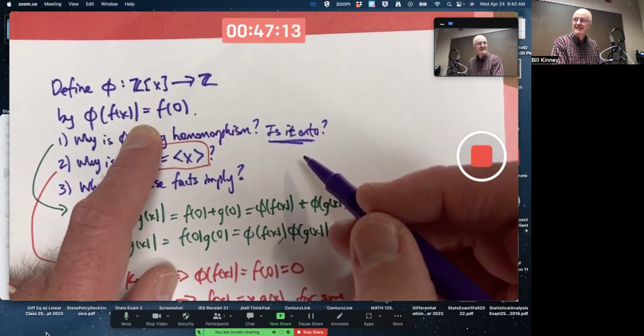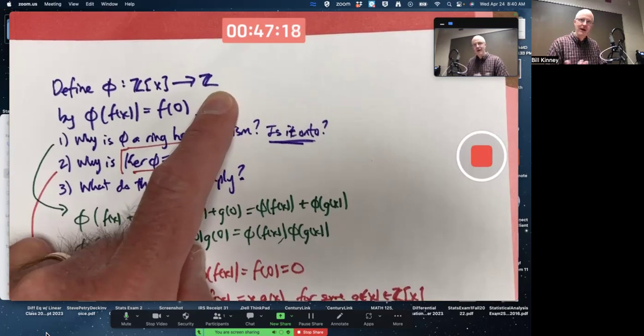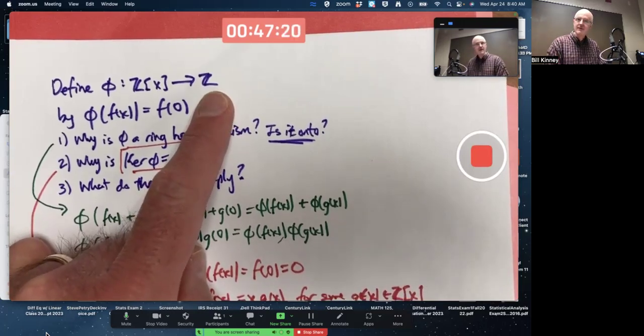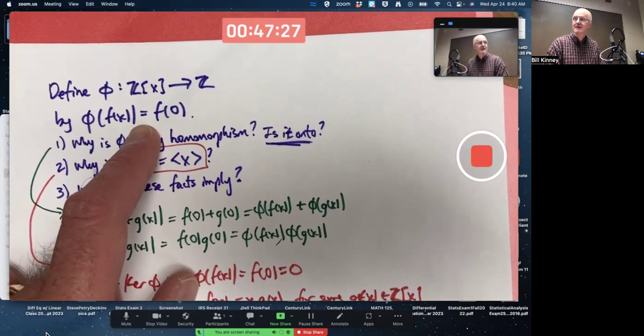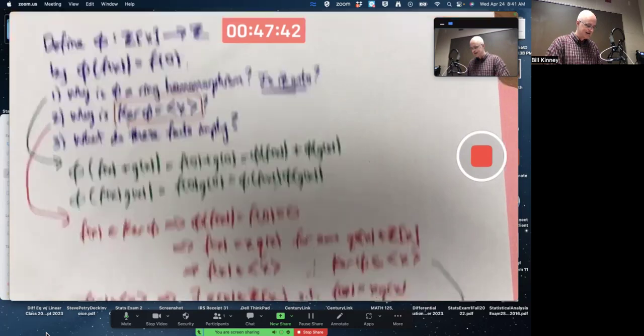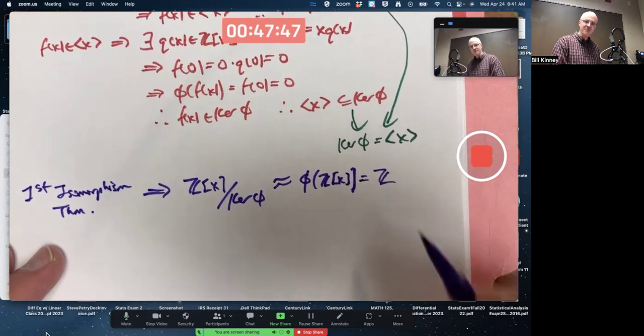Pretty obviously there is. In fact, you could take the polynomial over there to be the constant term that is the integer that you're given. Like if I'm given 7 over here in the codomain, the constant polynomial 7 gets mapped to it under phi. Its value at 0 is 7. There are plenty of other polynomials that get mapped to it as well. In fact, any polynomial whose constant term is 7 gets mapped to 7 under this function. So it is onto. That means this image is in fact all of Z.